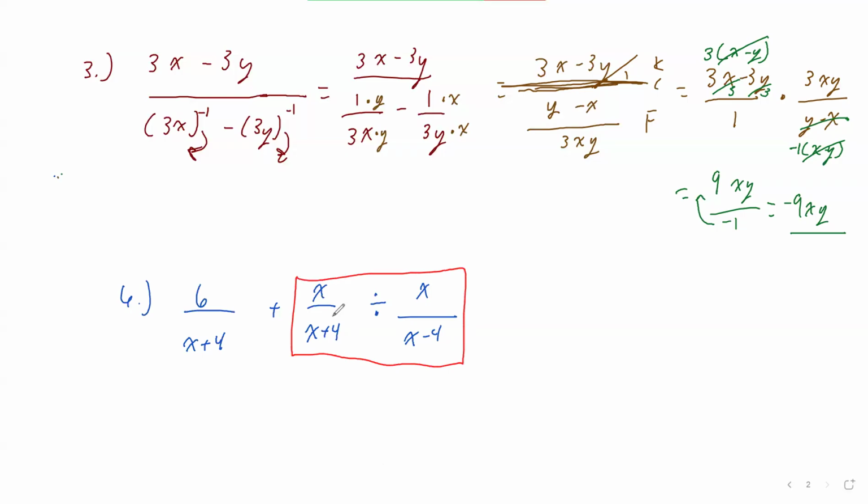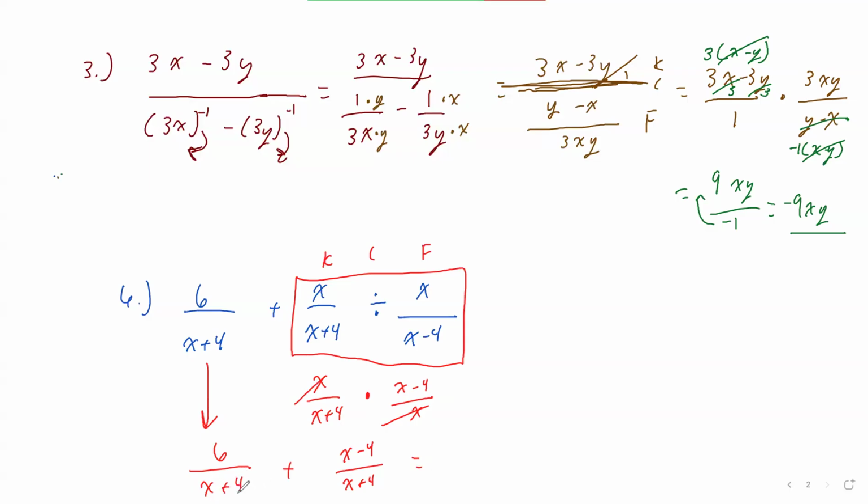And the way I do that is I keep, change, flip. So I'm going to work this out, and then this part will just come down. So this becomes x over x plus 4 times, now flip, x minus 4 over x. Now I can see that the x's would cancel, and I'm now left with x minus 4 over x plus 4. Now the original part drops down, so this becomes 6 over x plus 4 plus this one here.